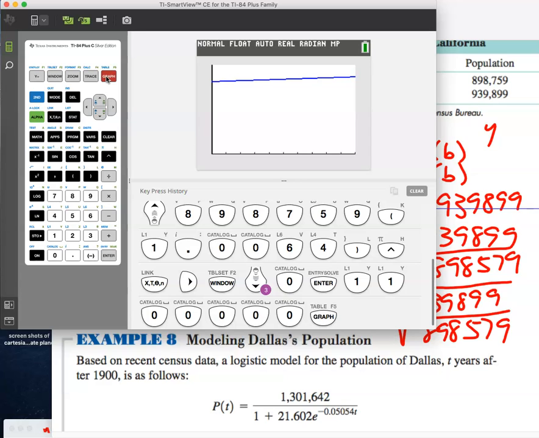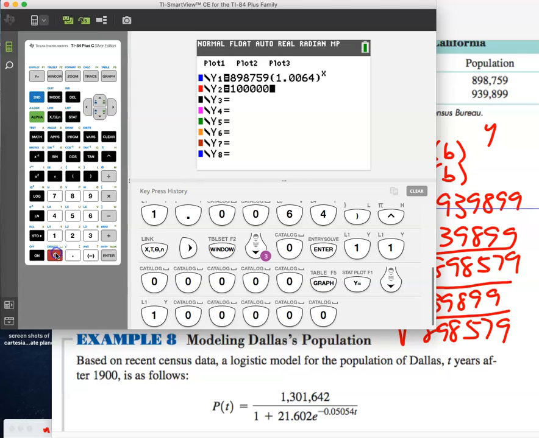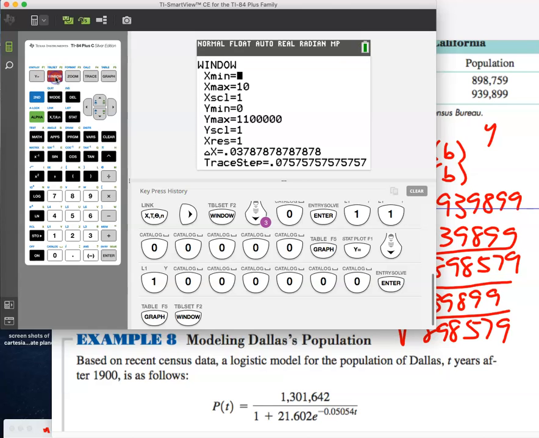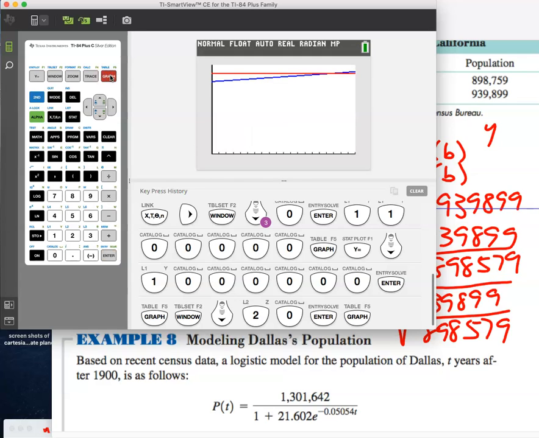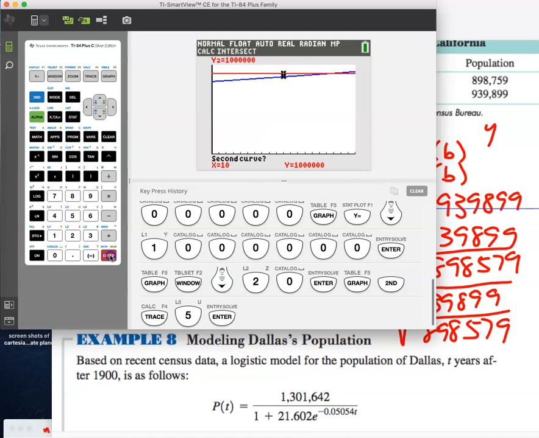So there it is. Now, it's going up. We can see that increase. I want to know, when is this going to hit a million? And my out to 10 years there was not quite enough. So, window, let's try 20. And now I can see where they intersect. Second trace, number 5. Enter, enter, enter. 16.73 is what we get for X.